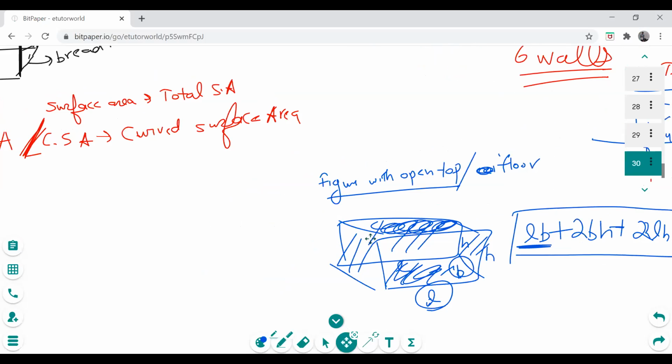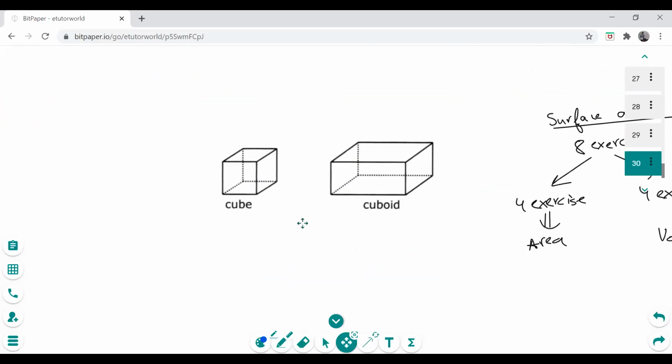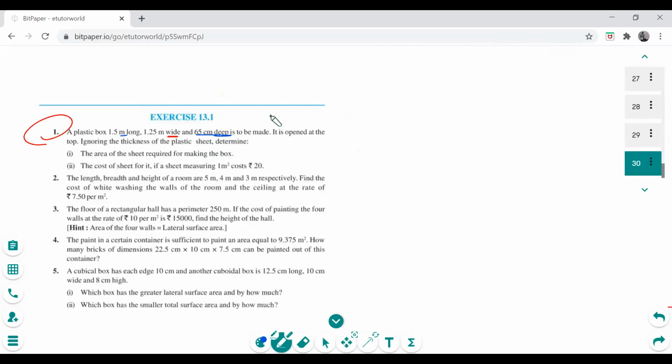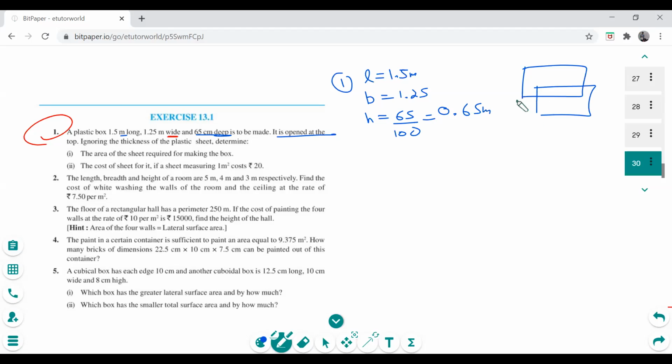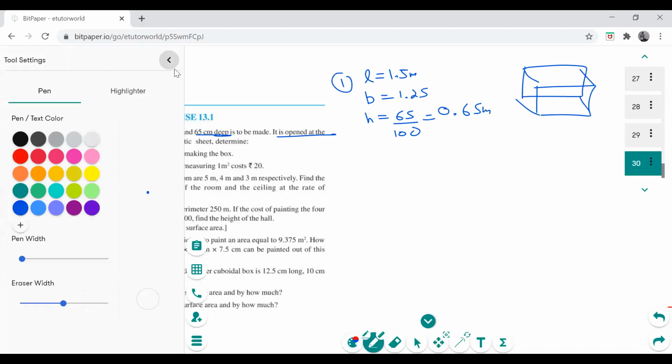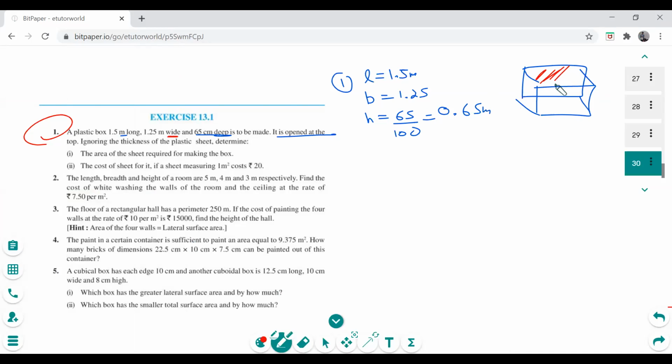Okay. Yes, sir. So let's go to the question we have. First of all, the length is 1.5 meter, the breadth is 1.25 meter, and the height here is 65 centimeter. I will divide it by 100 and get 0.65 meter, isn't it? It is opened at the top. The figure is something like this, and if I color the top red, that means it's not included. It's excluded. It's open at the top.